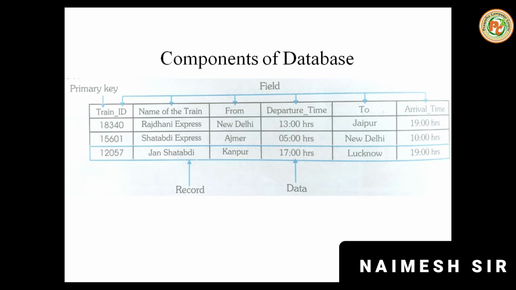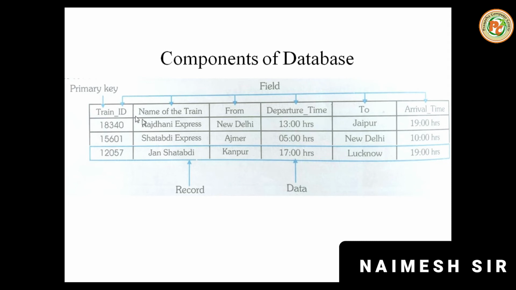Now next we are going to learn about the main part of the database, that is called the components of database. So here one table is given, in that table rows and columns are there. You can easily see these are column 1, column 2, column 3, and these are called the rows. Column names are train ID, name of the train, from, departure time, to, and arrival time. Train ID is the first column, name of the train the second column, from the third column, departure the fourth column, and so on.